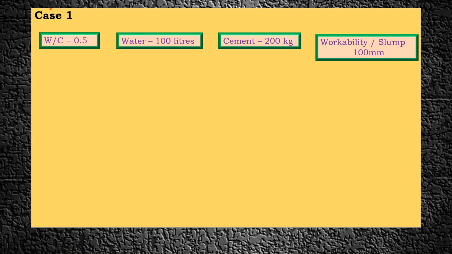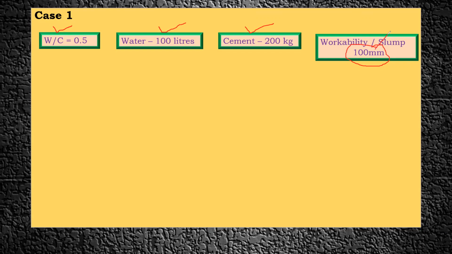In case one, let us say the water cement ratio is 0.5, and I have taken 100 liters of water and 200 kg of cement. So how does it come out to be 0.5? 100 divided by 200, that is the water cement ratio, water and cement, comes out to be 0.5. By preparing a mix like this, I'm getting a workability. Workability is measured in terms of slump, and the value we write is 100 mm. Whenever I say workability, the flowing nature of a concrete is called workability. Let us say I'm getting 100 mm of workability.